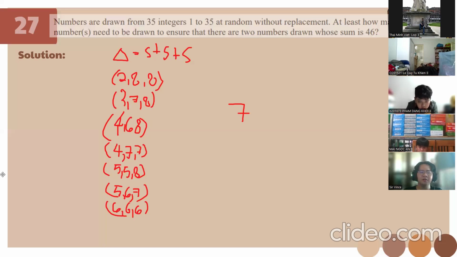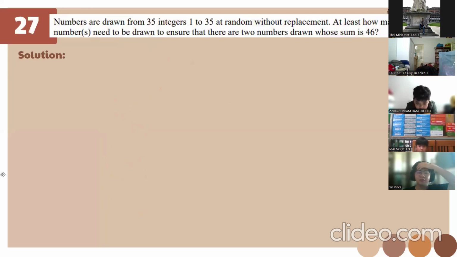Numbers are drawn from 35 integers, 1 to 35, at random without replacement. At least how many numbers need to be drawn to ensure that there are two numbers whose sum is 46? So for this one, follow this one class. Range and number, okay?